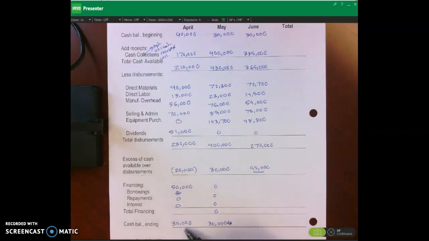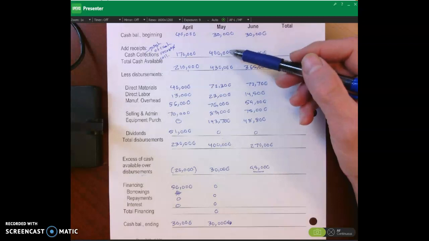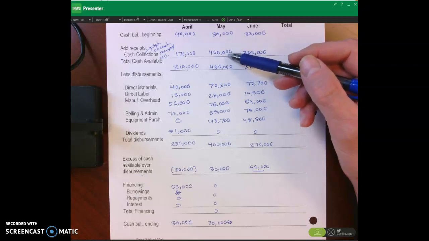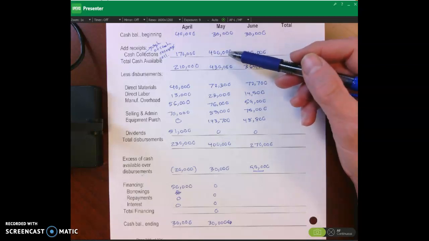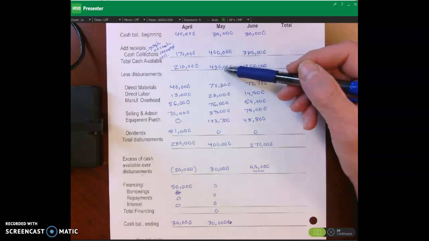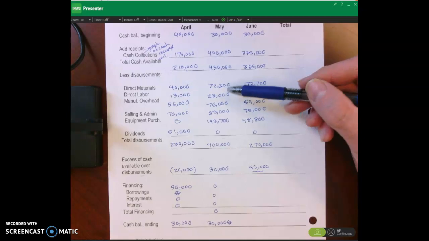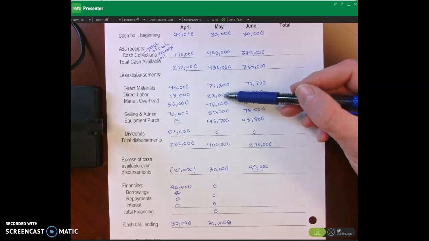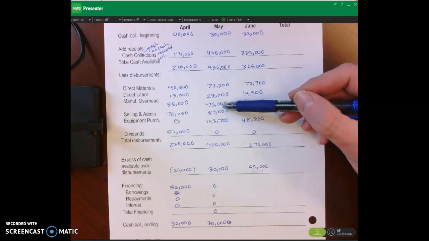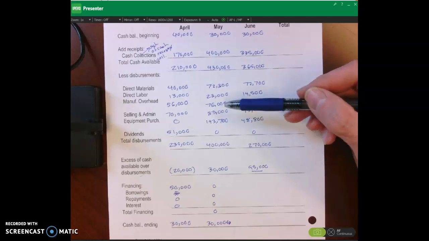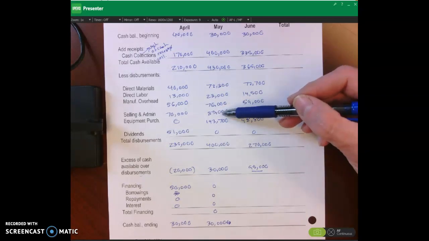So we have that $30,000 ending for April becomes beginning for May. Then we look to the schedule of cash receipts, or the schedule of cash collections, which was the budget that we did right after the sales budget, towards the beginning of the chapter notes. Add those two together. Cash available is $430. We spent $72,300 on direct materials, which is from our schedule of cash disbursements for direct materials. $23,000 for direct labor, which comes from our direct labor budget. $76,000 for overhead, which comes from our manufacturing overhead cash disbursements. $85,000 for selling and admin, which comes from our cash disbursements for selling and admin.